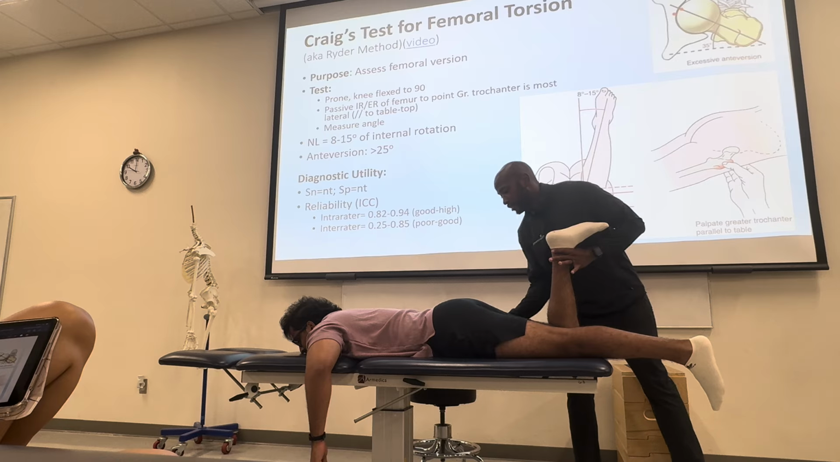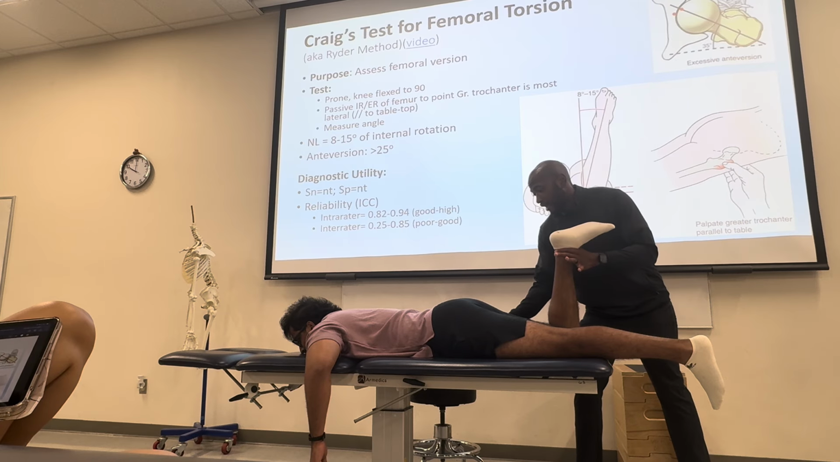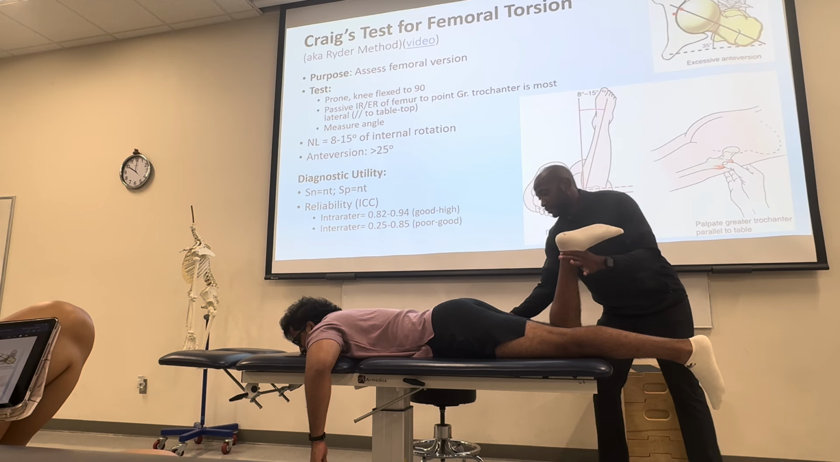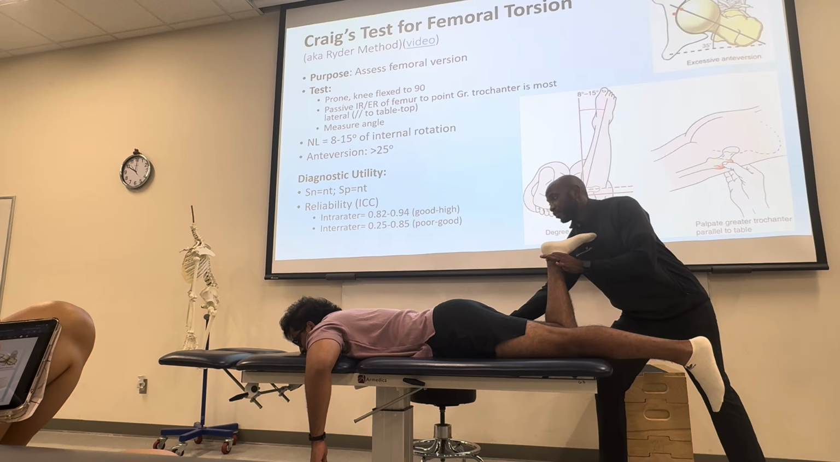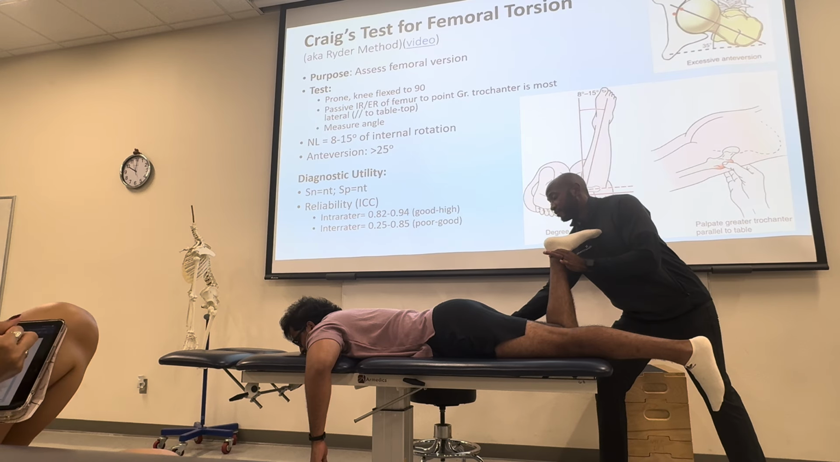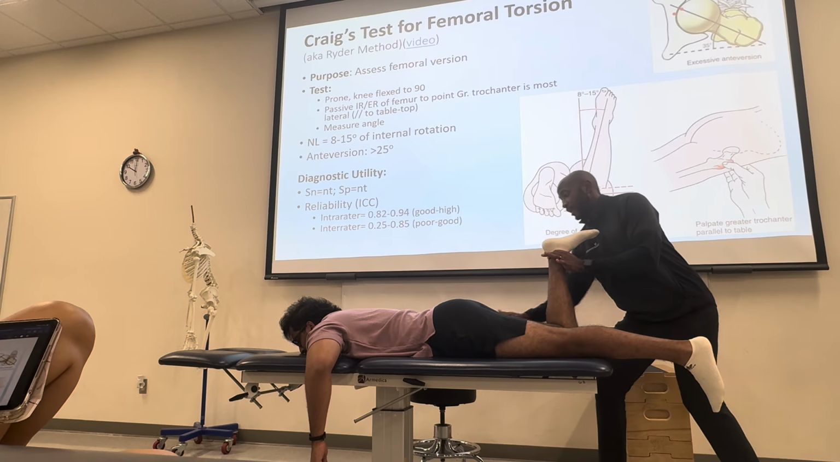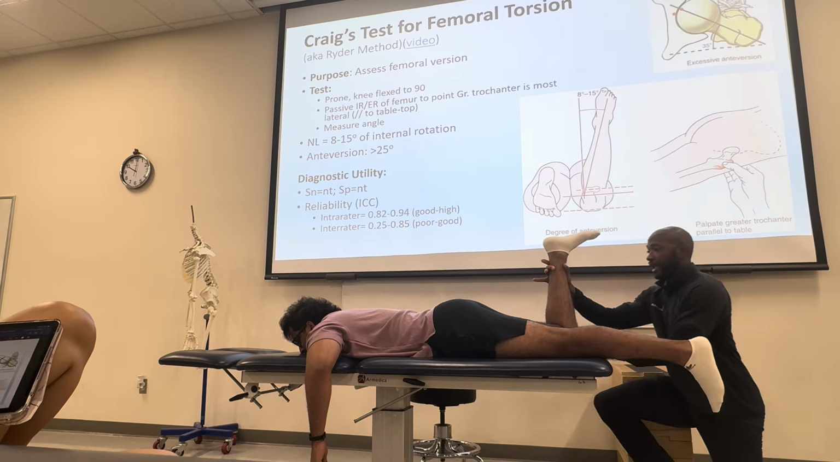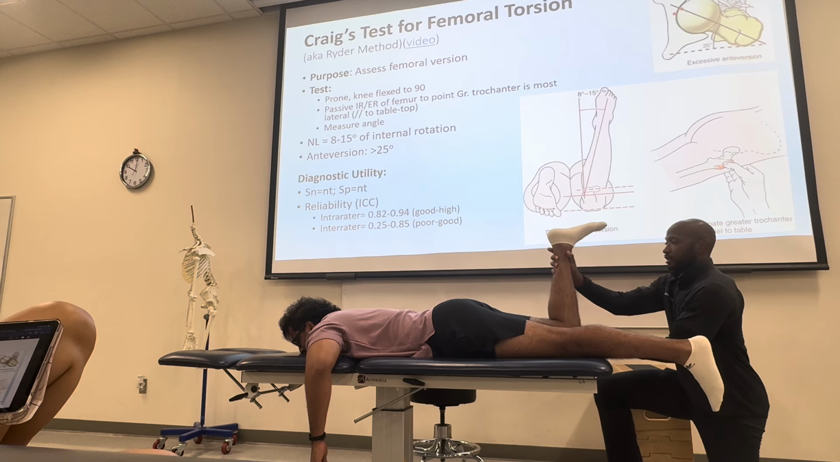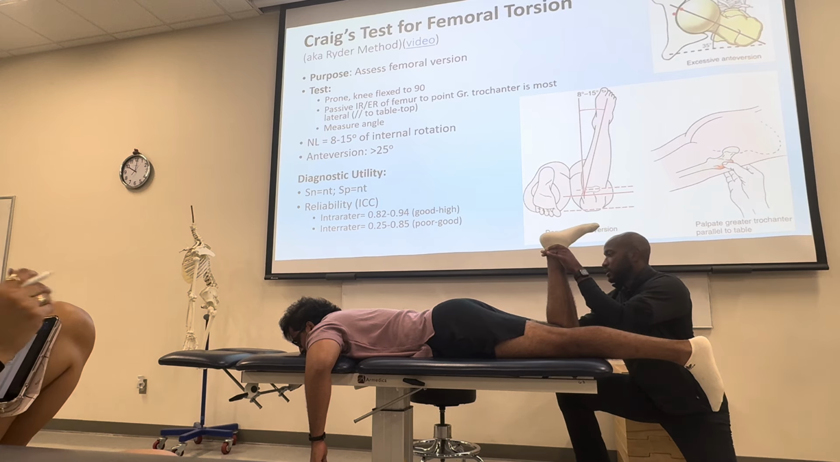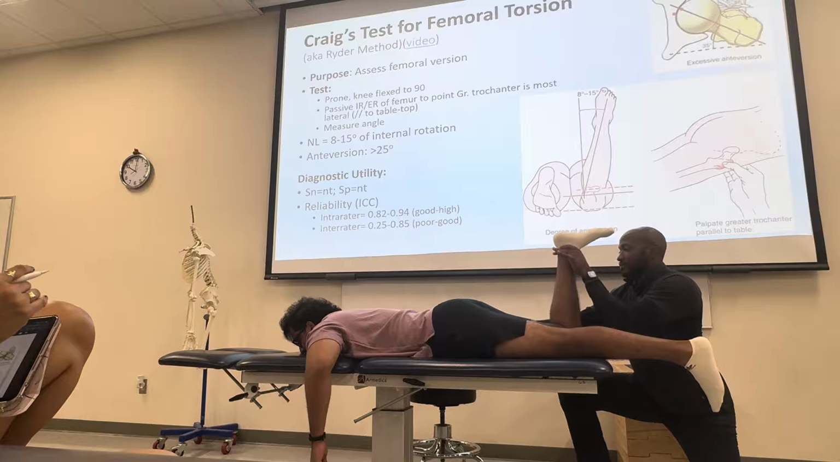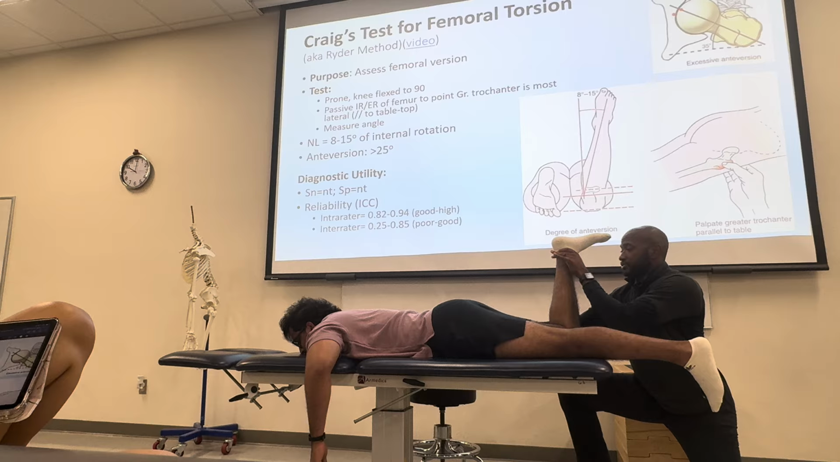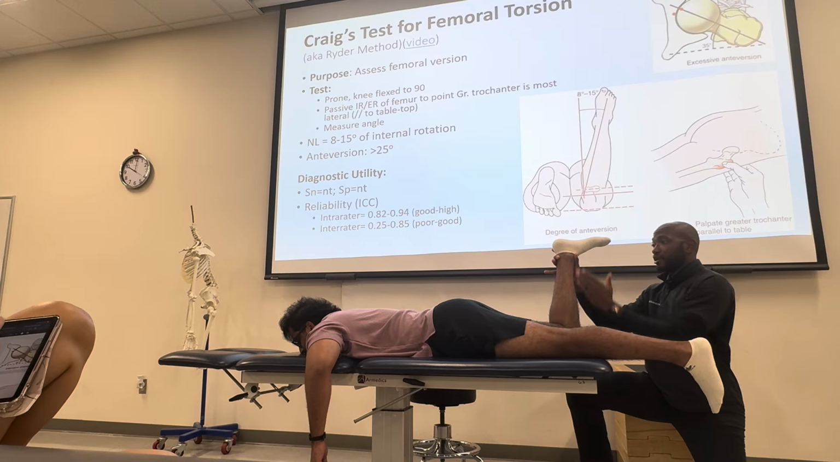So what I would do, find the greater trochanter, okay? And I'm going to bring them into internal and external rotation, looking for where the greater trochanter is most prominent, and I feel it parallel to the table. And then what I would do is measure that angle, okay? So I'm actually going to bring him in a little bit of adduction here. Relax. And so right there, I feel it parallel, and I would measure that degree of internal rotation, okay?